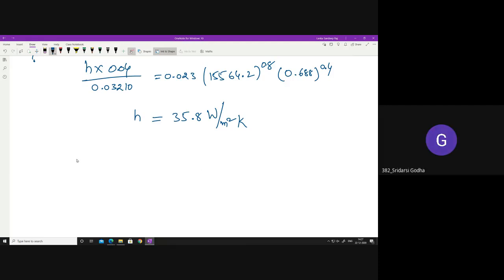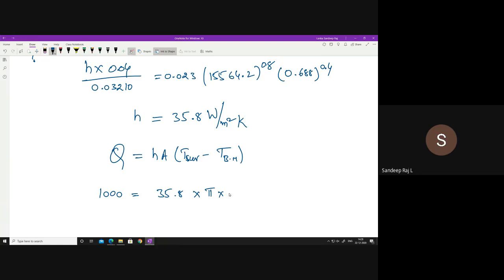T out: Q is equal to H delta T. Q is equal to H A (T surface minus T bulk mean). So what is Q? The Q value is given as 1000 in the question. The H value we just got is 35.8. The A value is pi into D into L.